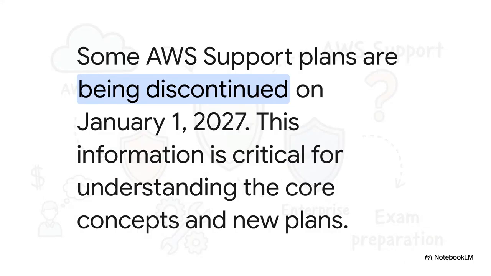Okay, but first, a quick heads up you really need to know about. AWS is actually changing its support lineup in 2027, and they're getting rid of some of the plans we're about to talk about. So you might be thinking, wait, why do I care if my exam is now? Well, it's because the core ideas, the service levels, all that stuff, it forms the foundation of everything. And that foundation is exactly what the current exam is going to test you on.